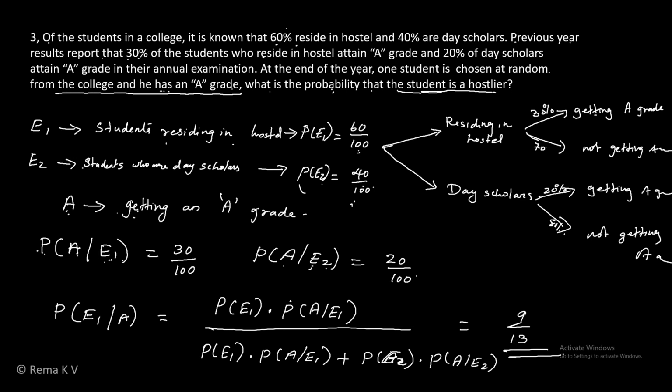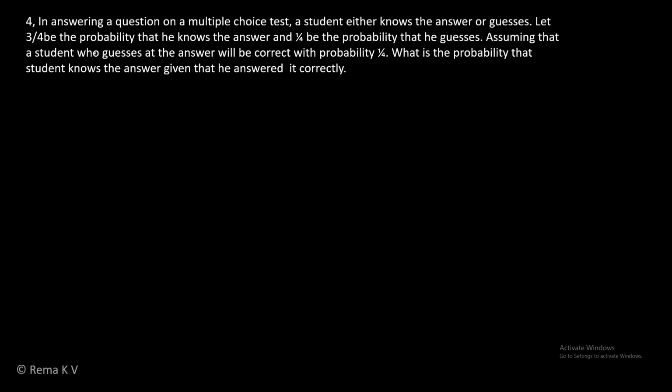See, now we can do one more. Just to read the question, fourth question from the textbook. In answering a question on a multiple choice test, so when you are getting a multiple choice test, a student either knows the answer or guesses. So what is E1 and what is E2?